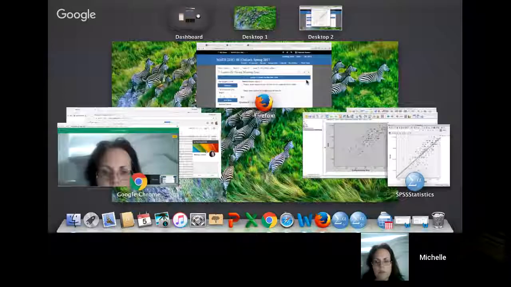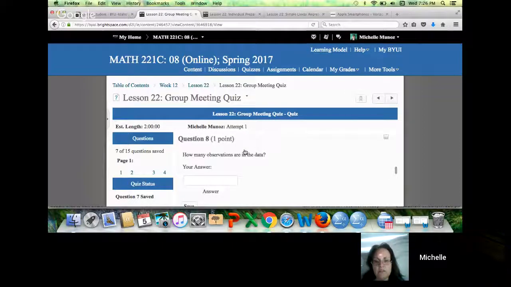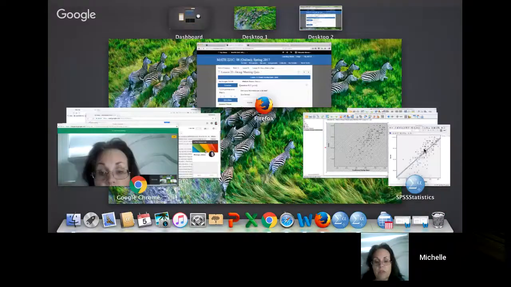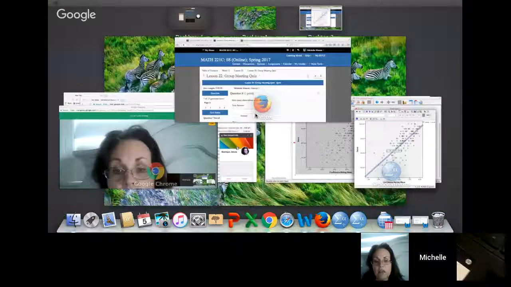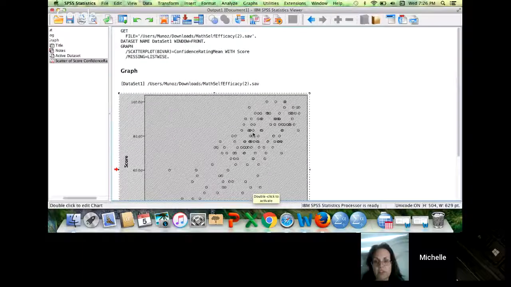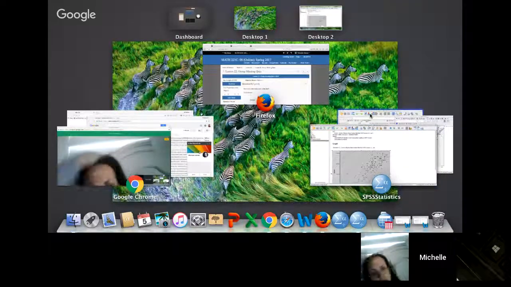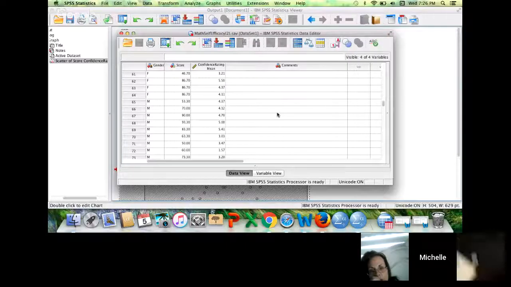So, number 8. How many observations are in the data? You find that by going back to SPSS and looking at the number of observations in the data output. Yeah, and you scroll down and you look and you see how many.